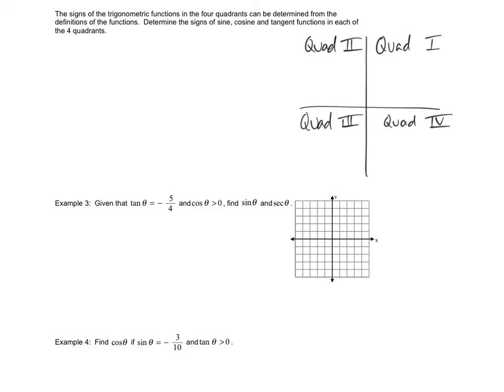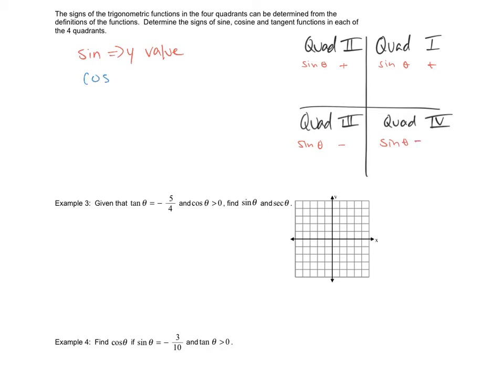We can determine the sign of our trigonometric functions in each of the 4 quadrants just from the definitions of the functions. So for the sine, that is related to our y value. So in quadrant 1, our y value is positive, so our sine is positive. In quadrant 2, our sine of theta is still positive, I'm still above the x-axis. But in quadrants 3 and 4, my sine of theta is going to be negative.